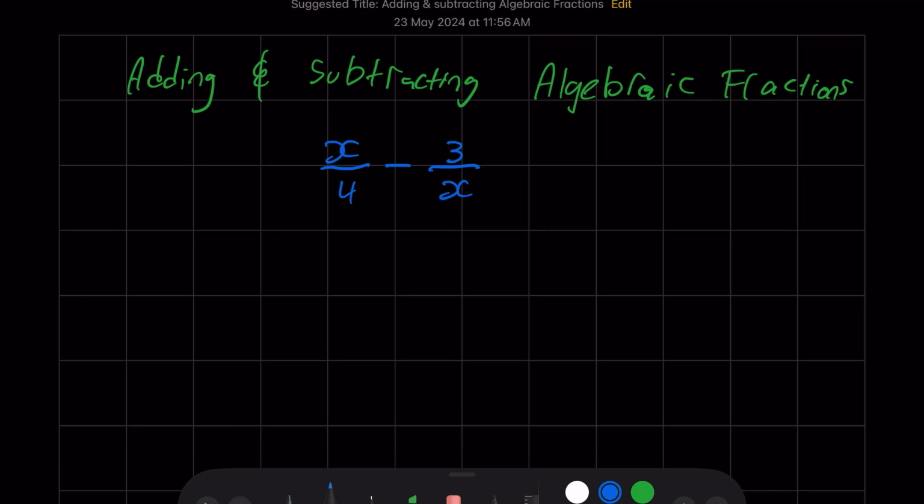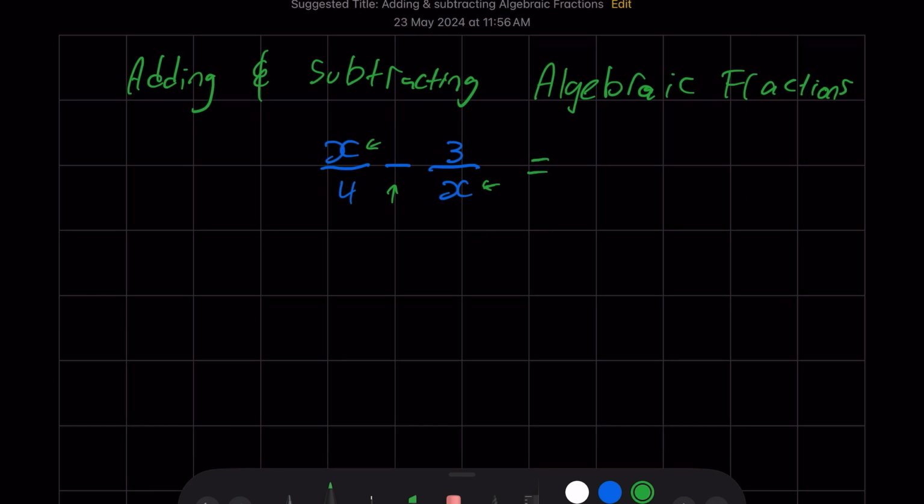This time we are subtracting instead of adding. So you'll learn how to subtract. And we have got two letters here. We've got an x on the top of our first fraction as the numerator, and we have an x as the denominator for our second fraction. Let me just tell you, the steps remain the same.